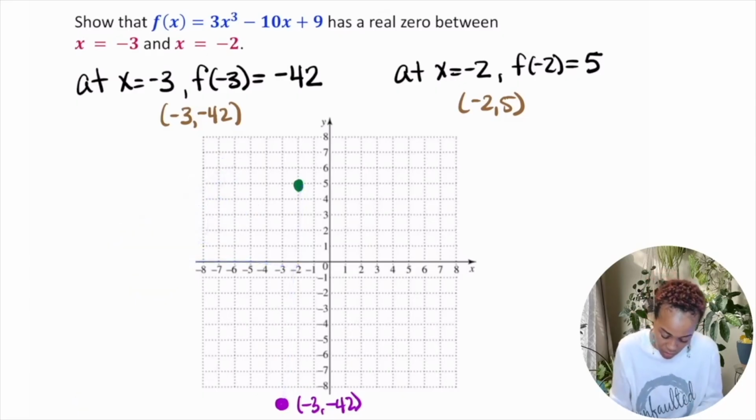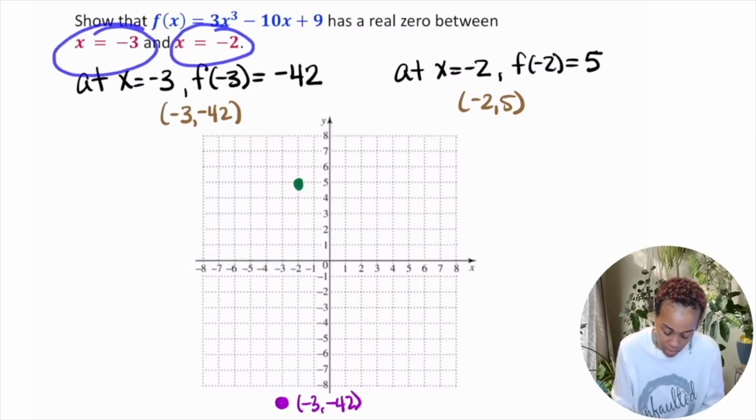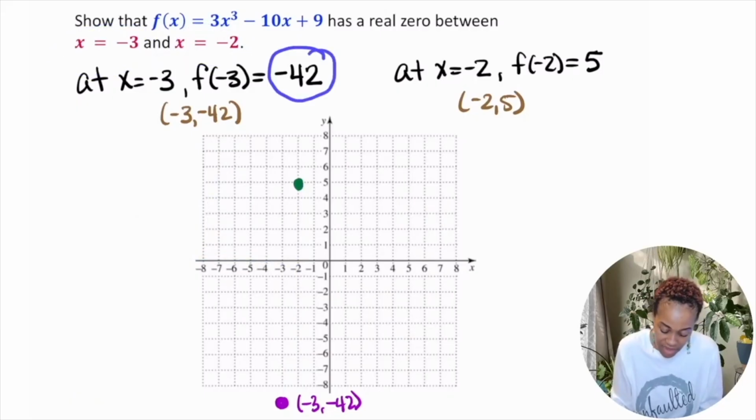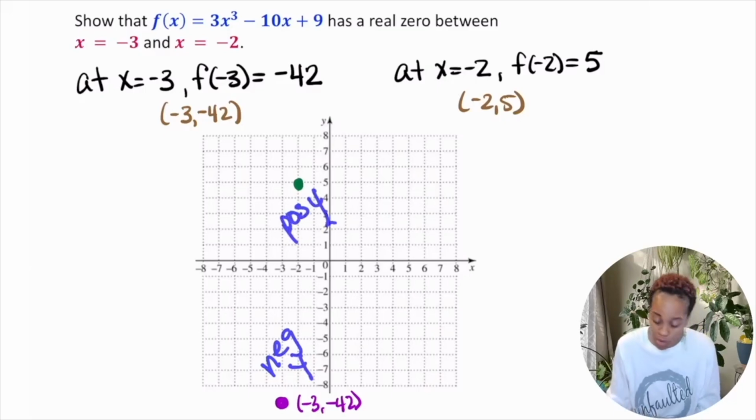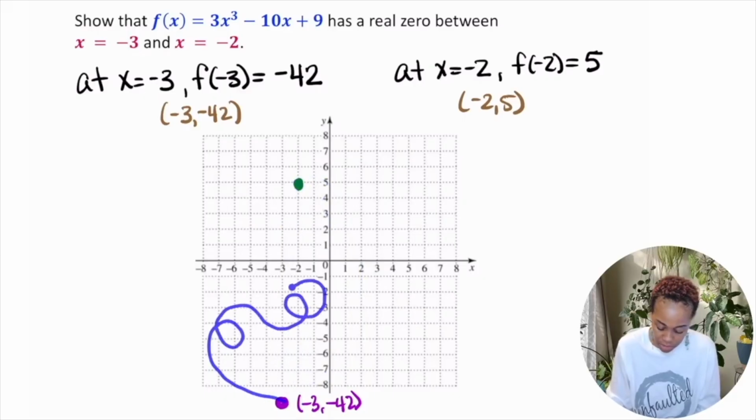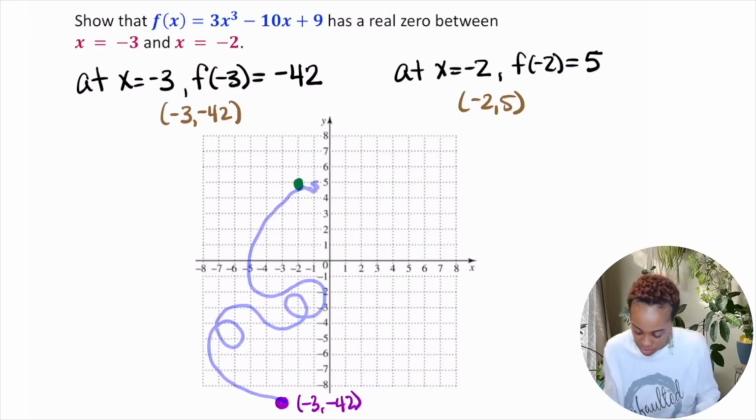If you can go from one point to another point, and if your y values change signs, that means you went from a negative y to a positive y. Because the only way you can get from this point to this point is to cross the x-axis. I don't care if you loop-de-loop, you still got to cross the x-axis. Does that make sense? I hope that makes sense. If not, leave me a comment and we can do some more.